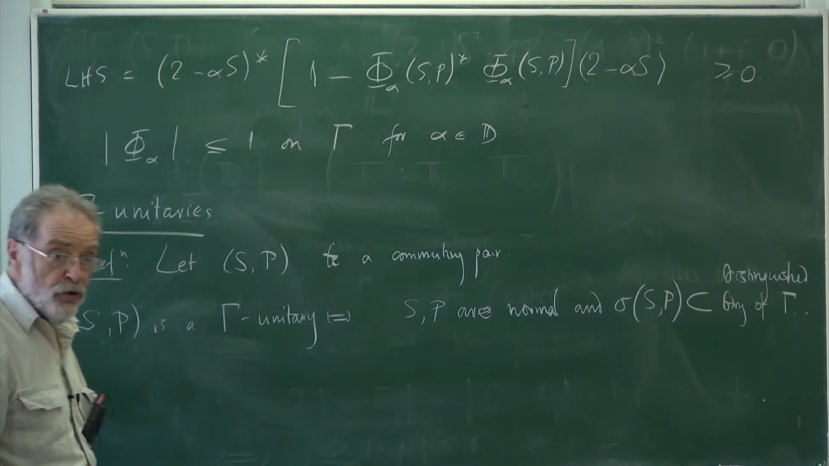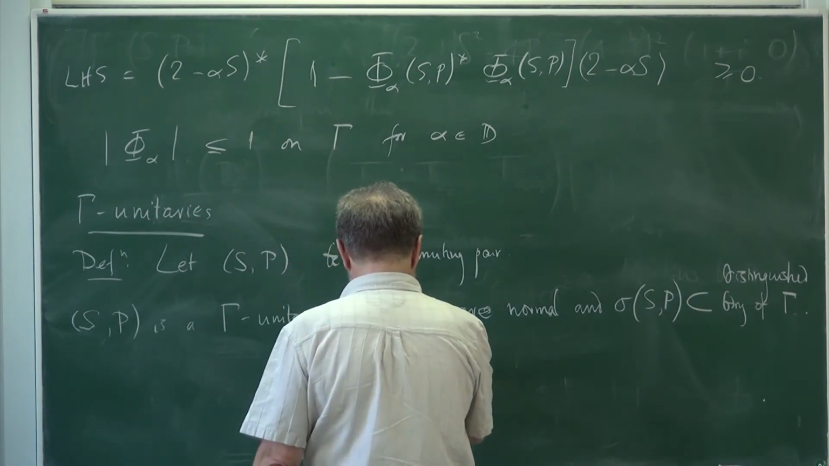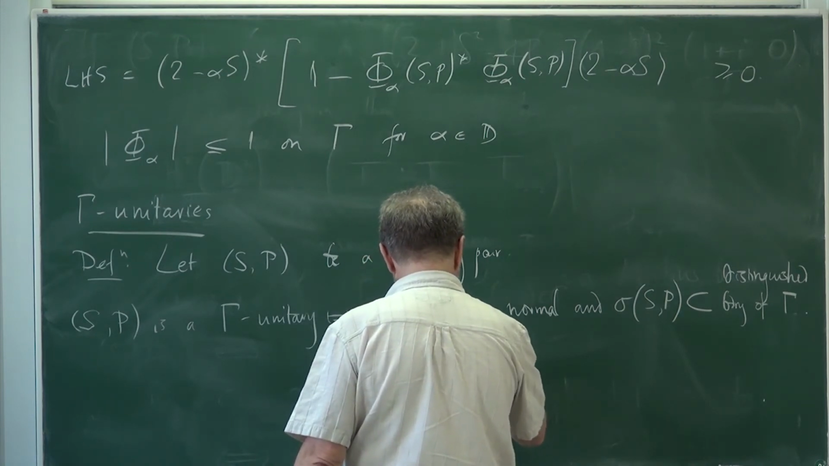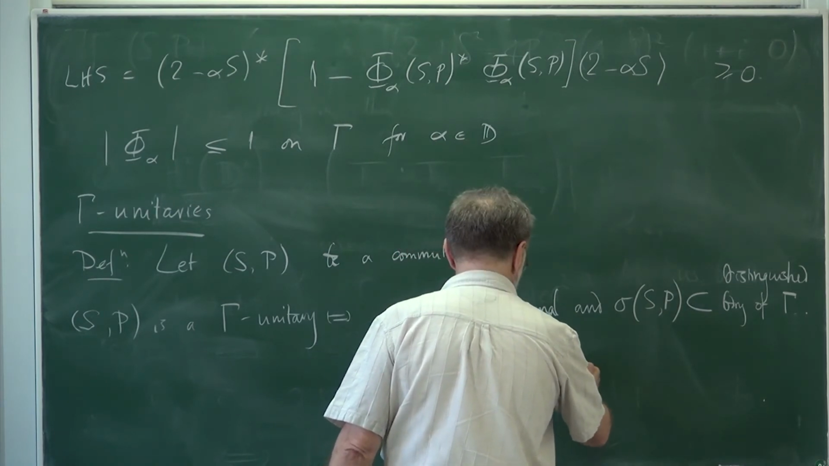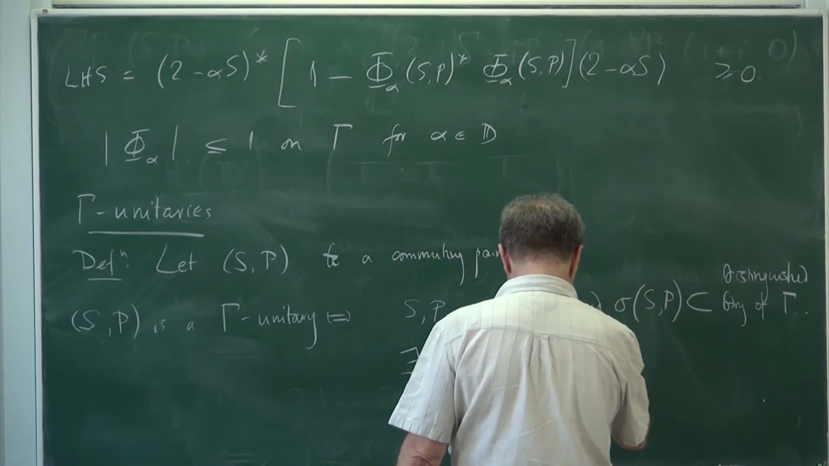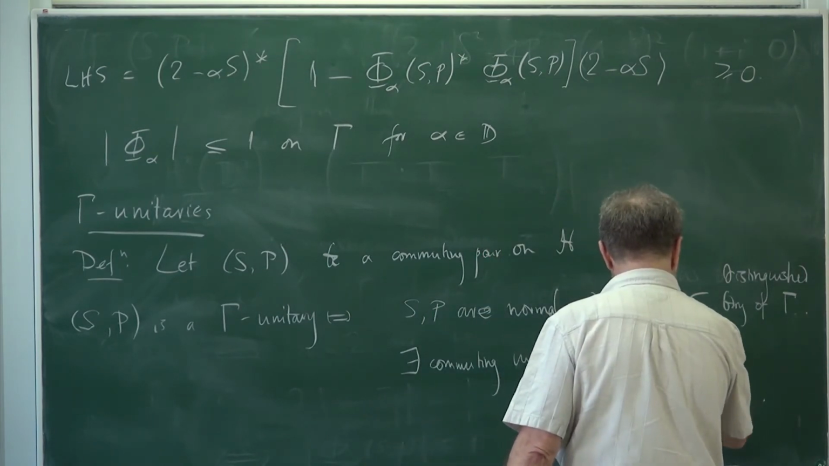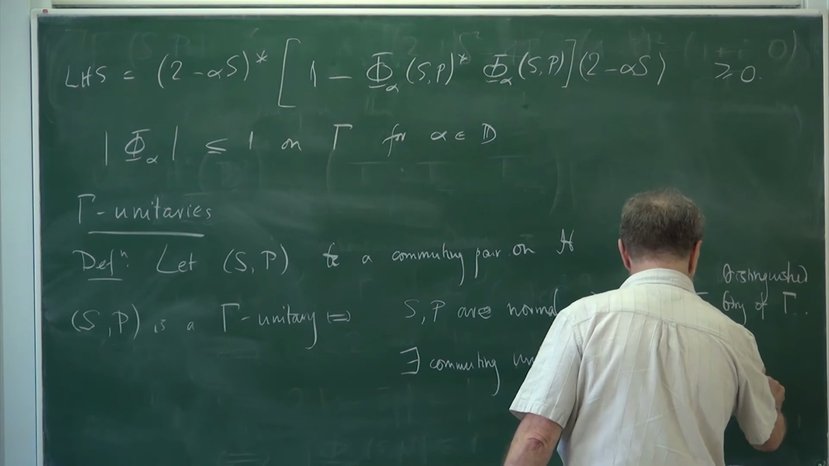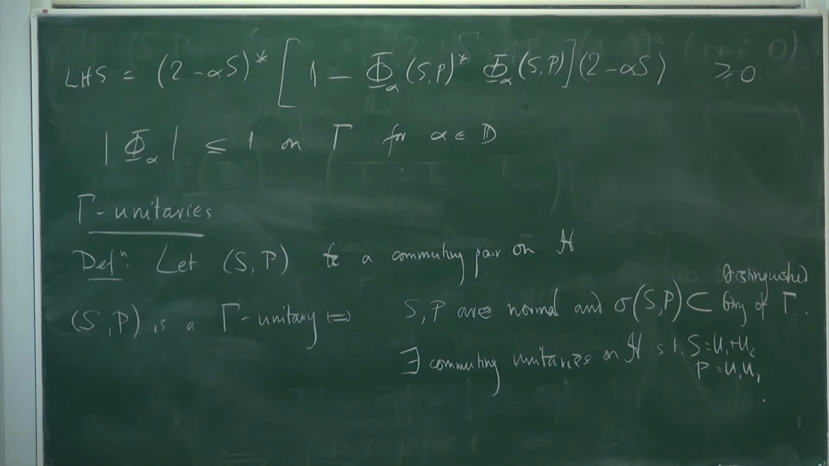So one would be that it could just be a symmetrization of a pair of unitaries. There exist commuting unitaries, say U1 on Hilbert space H and U2 on the same Hilbert space, such that S is U1 plus U2 and P is U1 times U2. That would be a natural thing you could try as well.